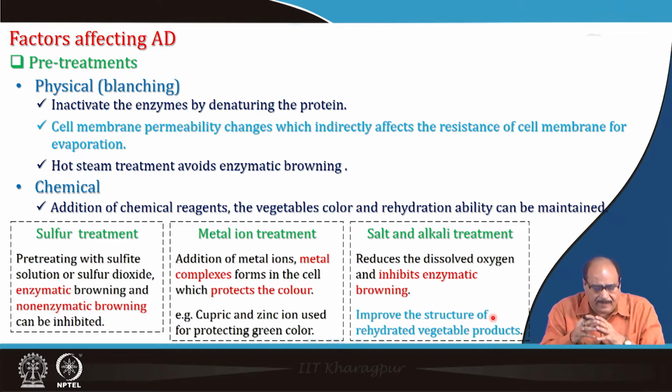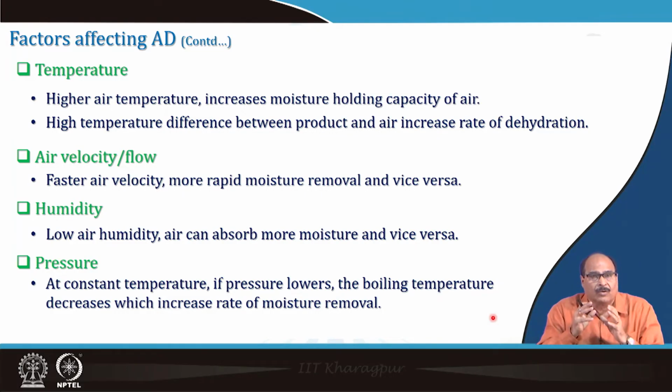Certain metal ion treatments like cupric and zinc ions are used for protecting green color in the vegetables, etc. So when these metal ions are used, they complex with the chelates, that is they form chelates, which protect the color of the vegetable, the green color, etc. Also, salt and alkali treatments are used which inhibit enzymatic browning, and also improve the structure of the rehydrated vegetables. Okay. So the factors which influence the airflow drying are obviously the temperature.